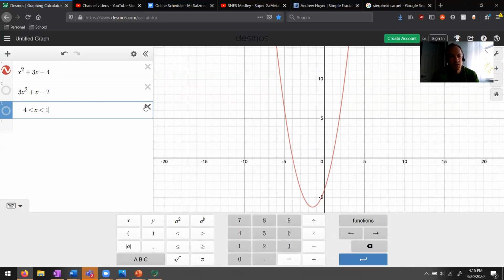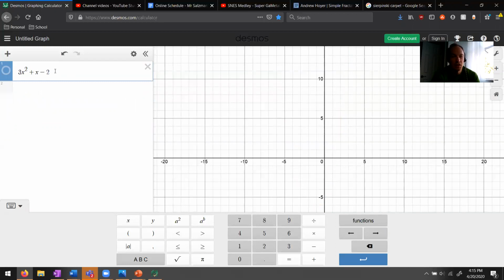But now here's the thing to think about. What if you don't have the graph? What if I make that disappear and now you're answering the same question except you cannot see the graph? So maybe this is a textbook question and you just see the algebra rather than a graph. What we're going to do today is we're going to look at how you can actually figure this out.